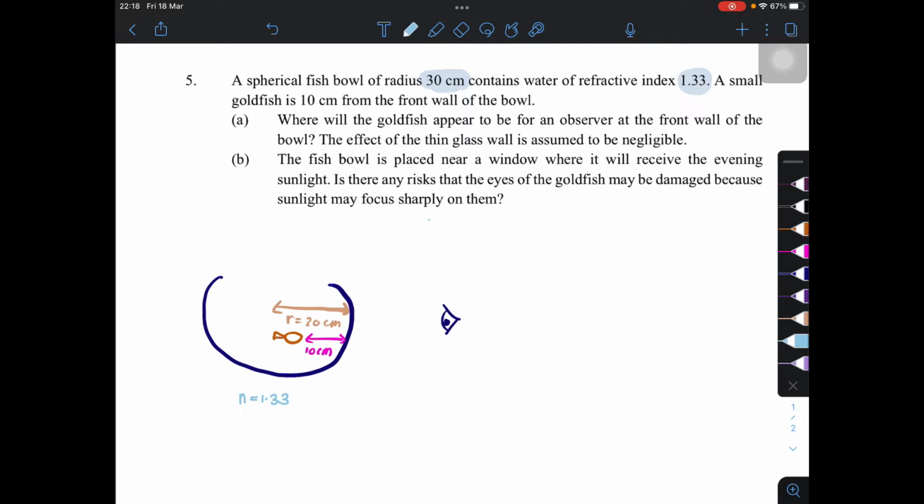So this observer is outside of the bowl, so it will be the air. So n sama dengan 1. And our aim is to find the value for v, the image distance.